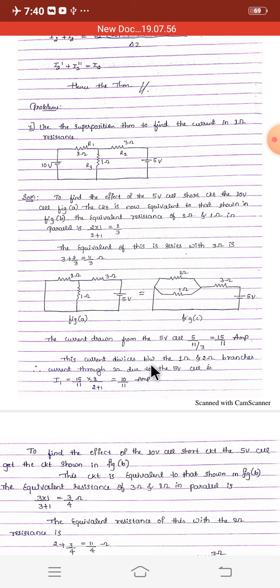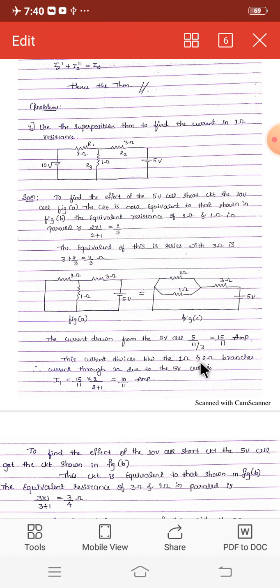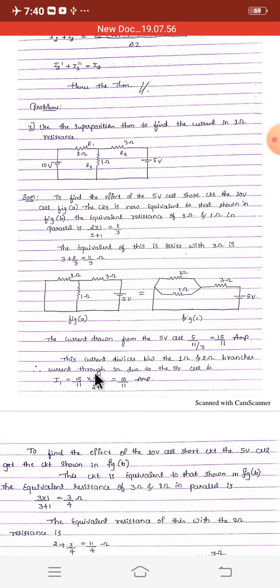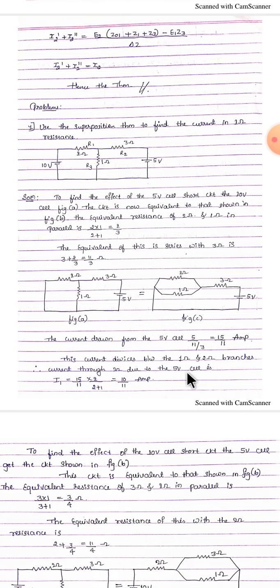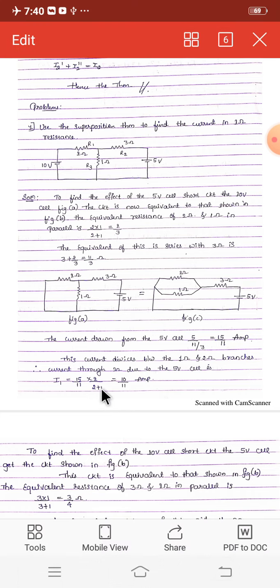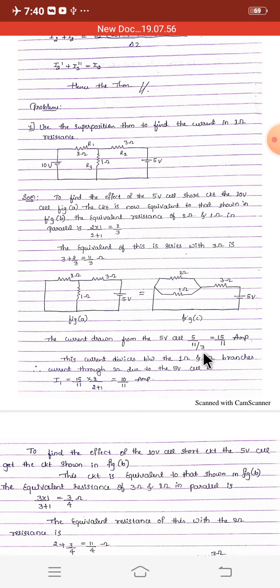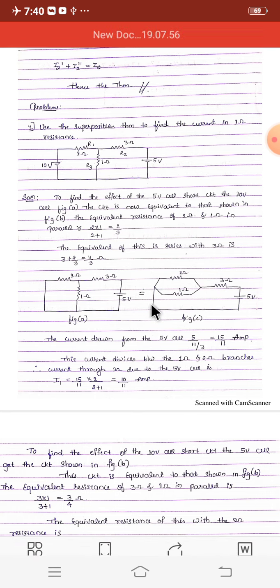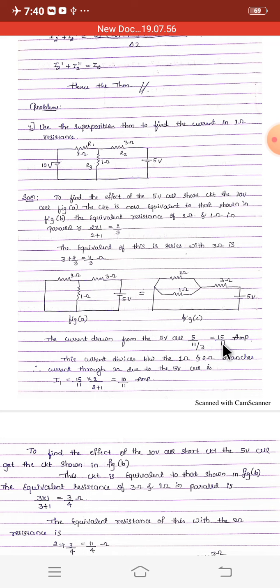This current divides between the 1 ohm and 2 ohm branches. Therefore the current through 2 ohm due to the 5 volt cell is I1 equals 15 by 11 into, since these are parallel, 2 divided by 2 plus 1. Why is it 11 by 3 here? I equals E by R. E is 5 volt. Already these two are parallel with series 3, and we solved this and got 11 by 3. So 5 divided by 11 by 3 is 15 by 11 ampere.